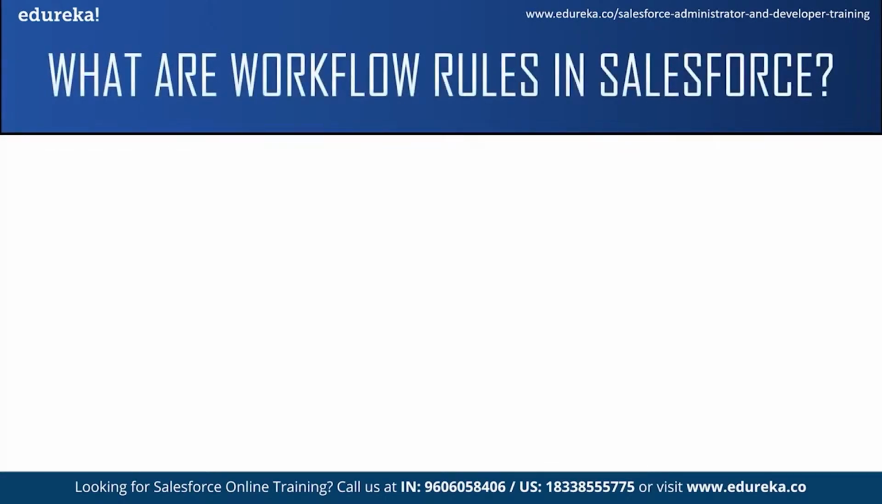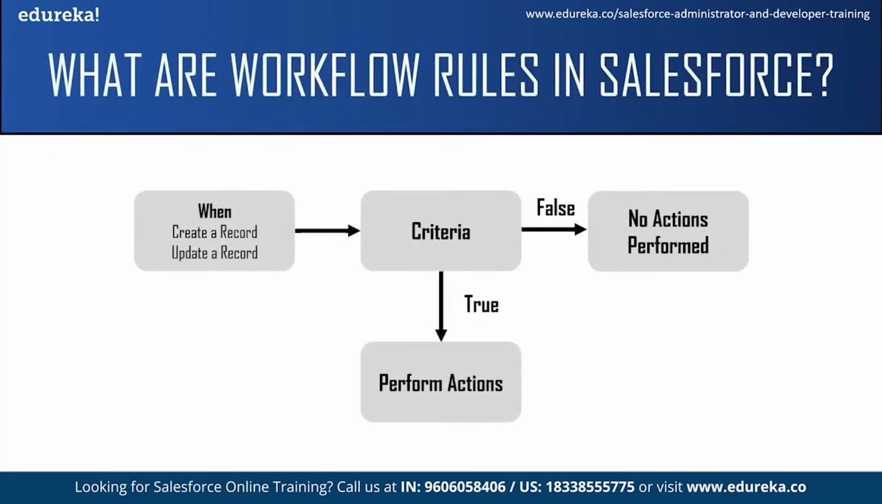Now criteria is basically the condition that causes the workflow rules to run. Only if the condition is true, the actions are automatically performed. But if the condition is false, then the workflow rules does not apply. Next is actions. Now actions are automatic tasks which are performed after the criteria is met or when the condition is true. So I guess you have some idea about what is workflow in Salesforce.